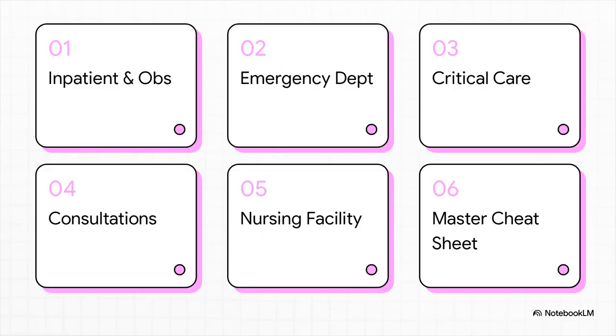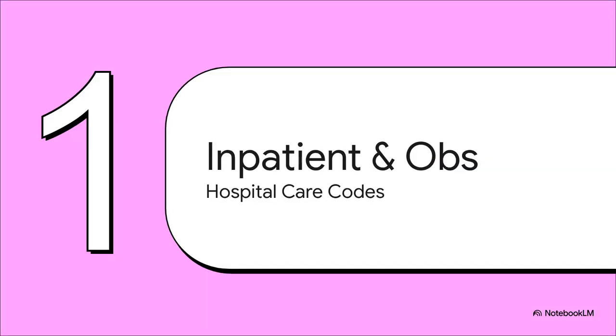Let's get into it. Okay, so here's our roadmap for today. We're looking at hospital inpatient and observation, the emergency department, critical care services, consultations, nursing facilities, and then wrapping it all up with a master cheat sheet. All right, let's kick things off with Section 1, Hospital Inpatient and Observation Care.